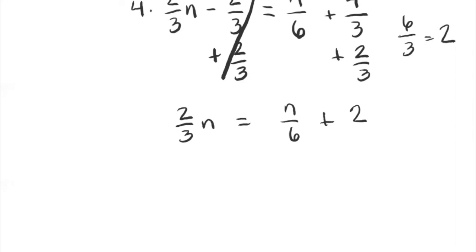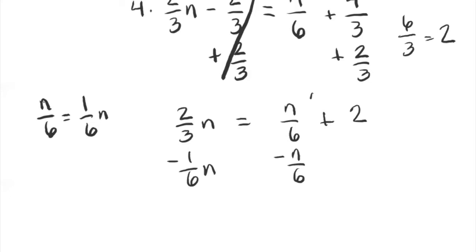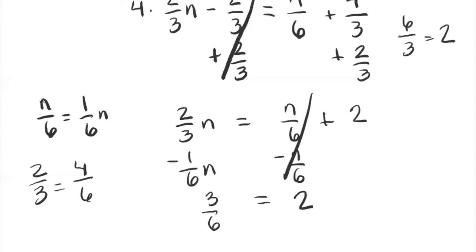2/3 n is equal to n over 6 plus 2. n over 6 is the same as 1/6 n. So if I subtract 1/6 n from both sides, that cancels that out. We'll be left with 2 on this side. What's 2/3 minus 1/6? I know that 2/3 is the same as 4/6. 4/6 minus 1/6 would be 3/6. I've got 3/6 n is equal to 2. Well, 3/6 I know is the same as 1/2.